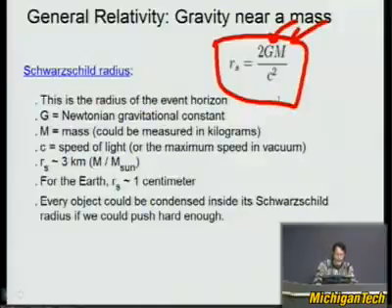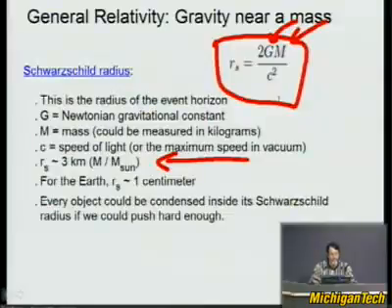And the general form, an easier form for the Schwarzschild radius, is 3 kilometers times the mass of the object over the mass of the sun, which means that if you plug the mass of the sun in here, you would get mass of the sun over mass of the sun, which is 1, which means that the Schwarzschild radius of the sun would be 3 kilometers. Now the actual radius of the sun is 700,000 kilometers. So you would have to squish the sun down to 3 kilometers in order for it to be inside its Schwarzschild radius.